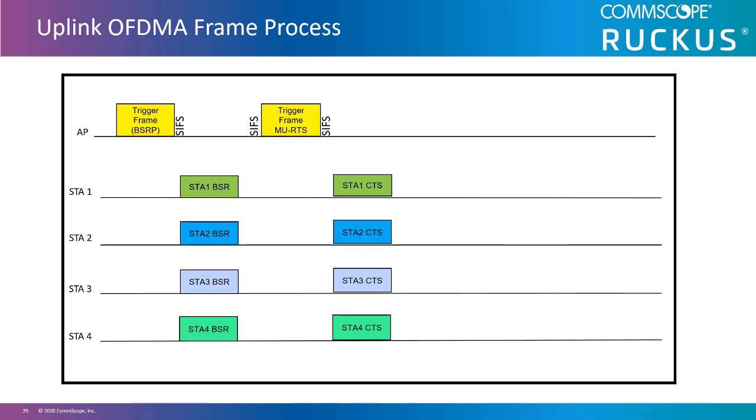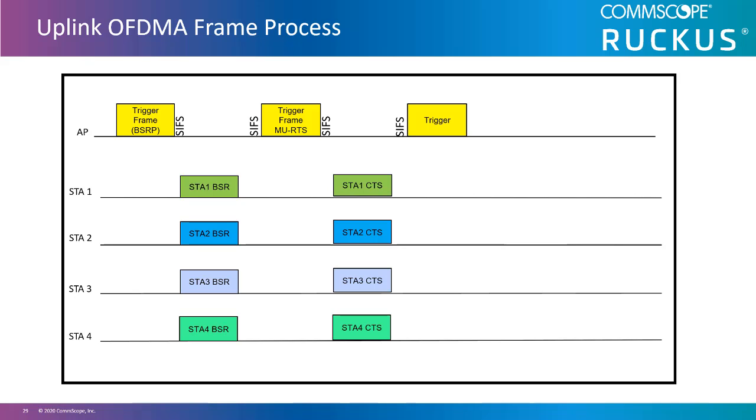The multi-user ready to send is sent to the stations to again assign RUs, which can be different from the previous trigger values. However, it is simply used to sync all the stations and receive the clear to sends from each. The third trigger again assigns the RUs to the stations, which can be different sizes to accommodate buffer queues that were reported from each, and to sync all the stations to begin their transmission.